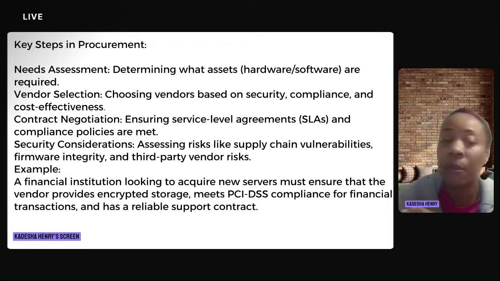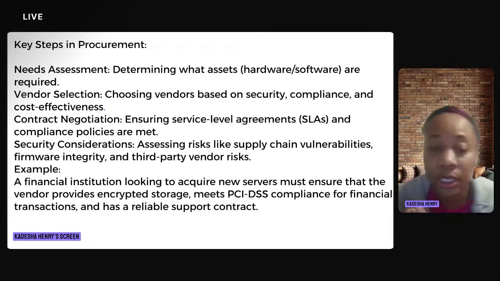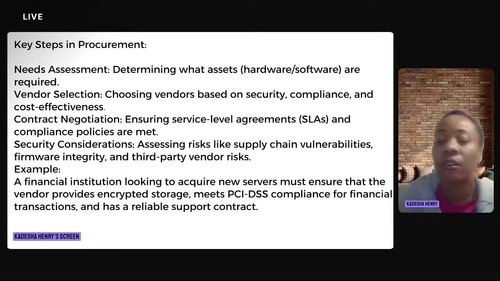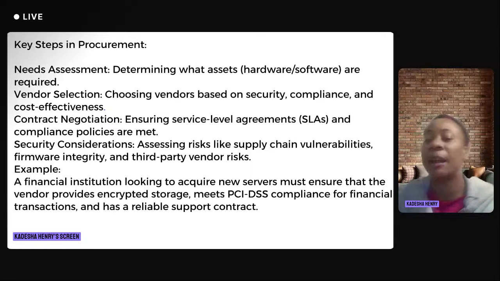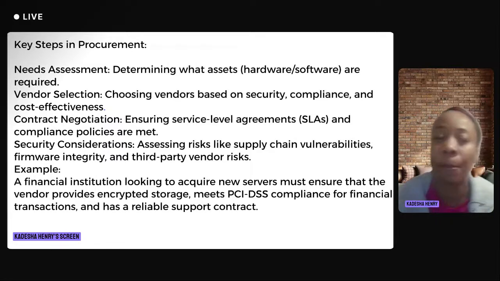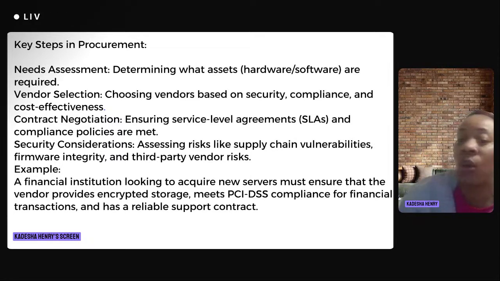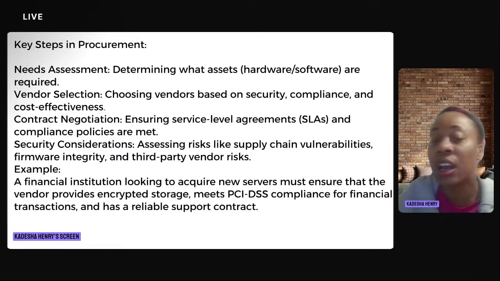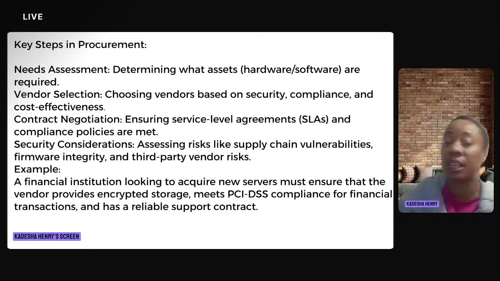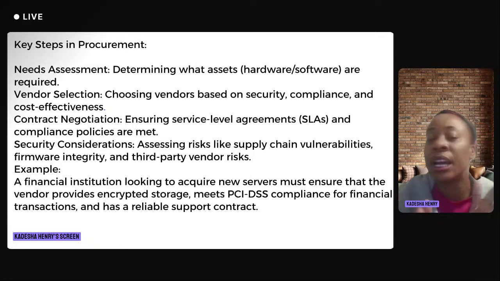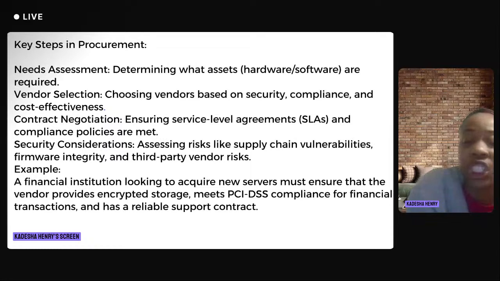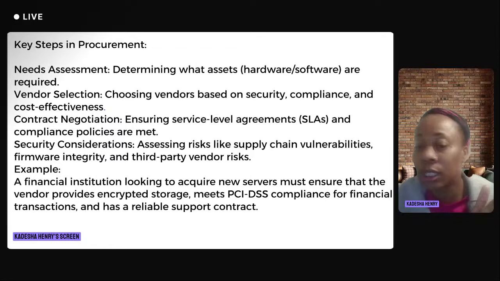Security consideration is a big part in the procurement, right? When we talk about security consideration, we are assessing the risk like the supply chain and the supply chain's vulnerabilities, firmware integrity, third party vendors risk. So when we say supply chain vulnerabilities, think about when you go to Microsoft Center to buy a laptop. That laptop came from somewhere to Microsoft, because Microsoft didn't produce them in the store. So when we say security consideration, we're asking what happened between the supply chain and the warehouse, or the destination that they took the things to, right?